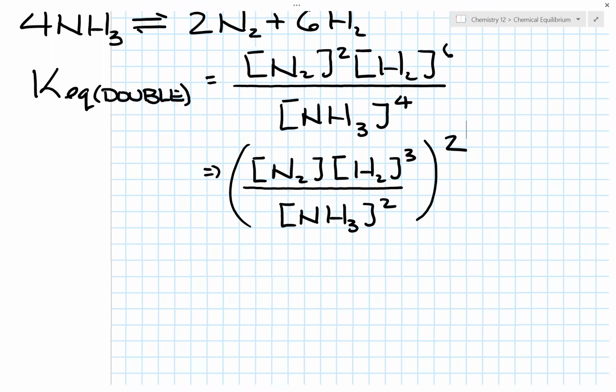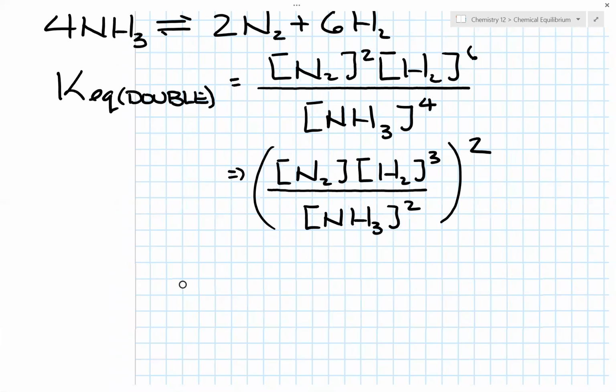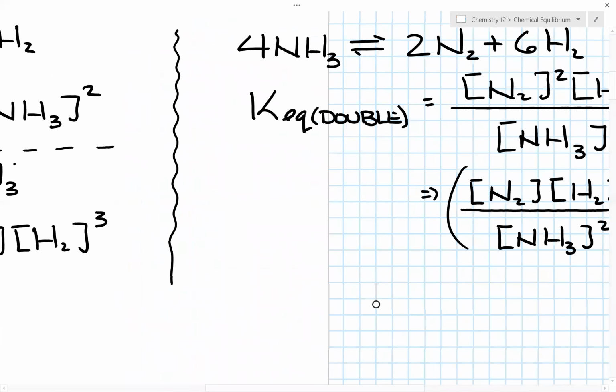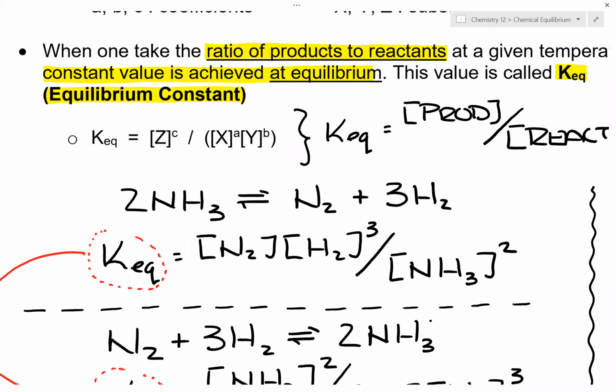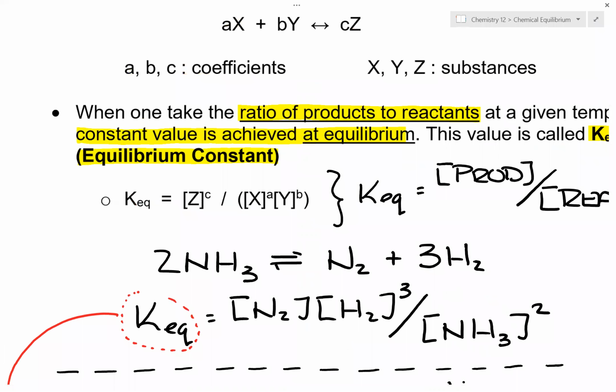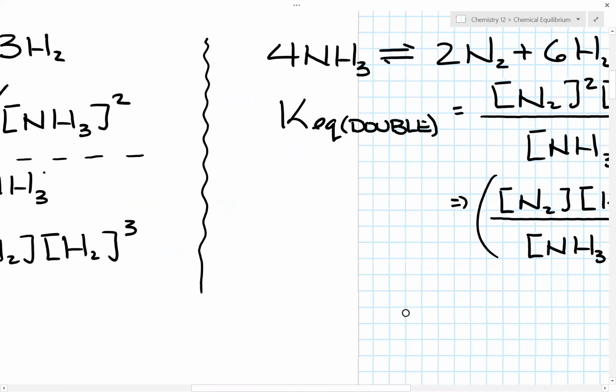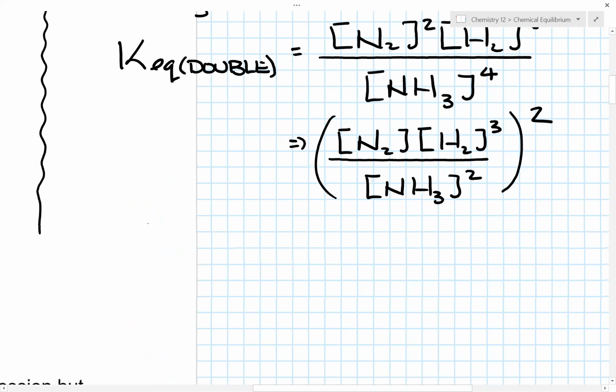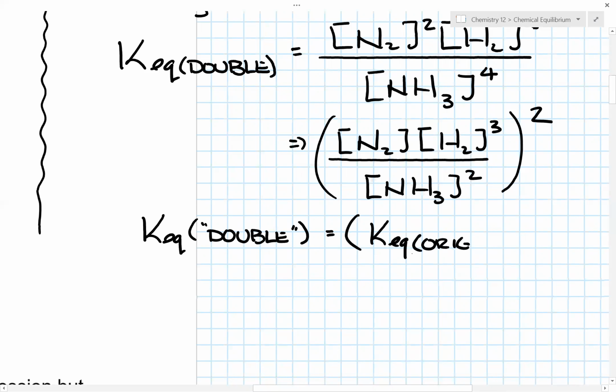So notice this N2 concentration times H2 concentration raised to the power of 3. If you take a look at that, it's exactly the same as what you have here. So what I can do is say, KEQ for the, I'll quote, double, what I mean is double the exponents, is equal to KEQ of the original exponents all squared.